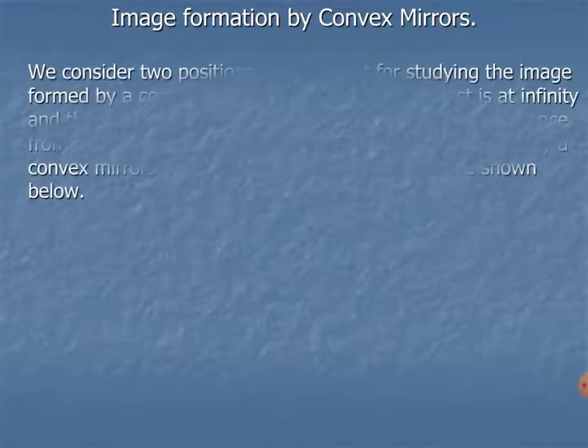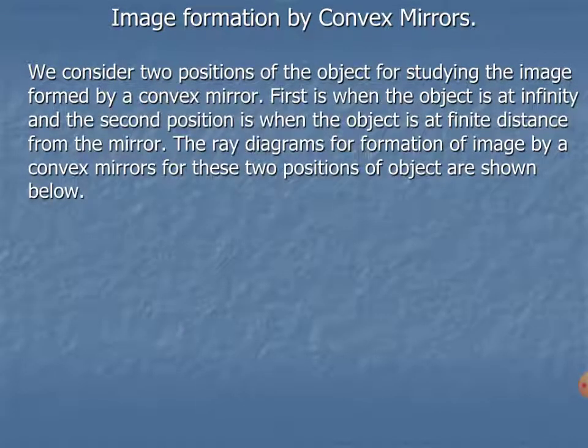Now for this formation of the image we require at least two reflected rays, so as to intersect them, and at the point of intersection image will be formed. Got it? So for this convex mirror, instead of taking objects at different positions, we can learn image formation by considering only two positions, one at infinity and another in front of the mirror at a finite distance.